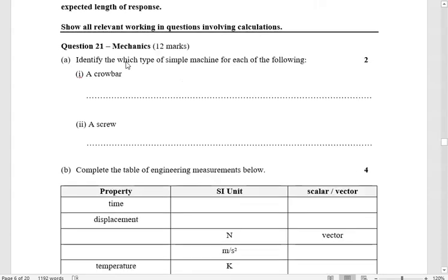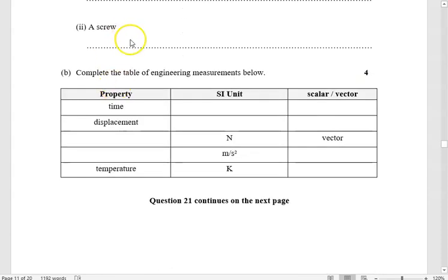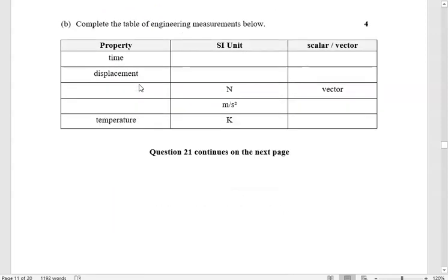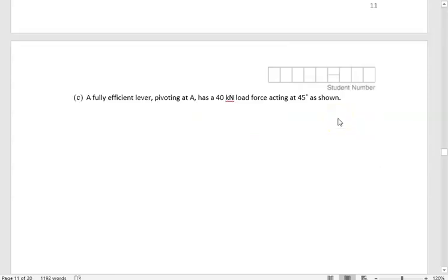Moving on here. Okay, a crowbar is a lever, a screw is an inclined plane. I feel as that's pretty much a 50-50. As long as you knew the two, most people were going to do okay. Time is measured in seconds. It is a scalar. Displacement is meters, and it is a vector. Weight or force. Force is the most correct, but weight is a force, so I gave it correct. Acceleration is a vector, and temperature measured in Kelvin is a scalar.